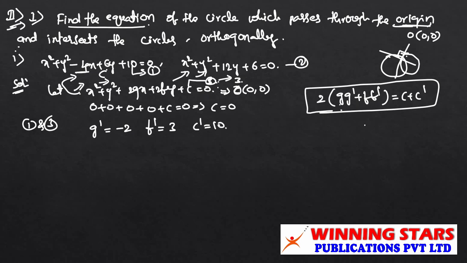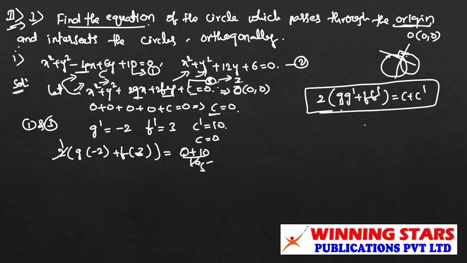And from the first, c is equal to 0. If I substitute in this, 2 into g' means minus 2g, plus f into f' means 3f, is equal to c plus c', which is 0 plus 10. So the total is 10, and dividing by 2, minus 2g plus 3f is equal to 5. From 1 and 3 we have this; now we have to do 2 and 3 also.